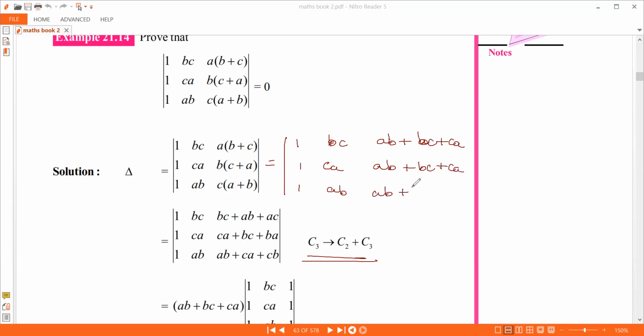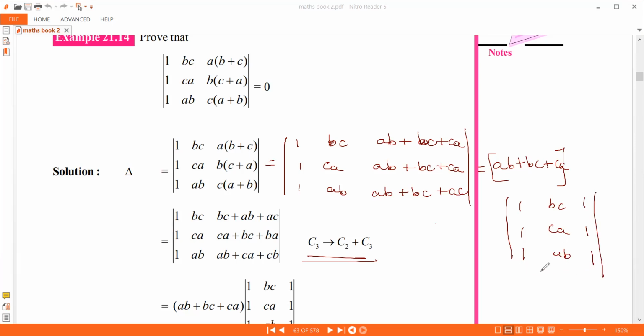AB plus BC plus CA, you get this. AB plus BC plus CA, you can take this common. So when you take this common, you get 1 1 1, BC CA AB, and again 1 1 1. He added these two columns. So you get this. After getting this, what you have to do is C1 equals C1 minus C3.